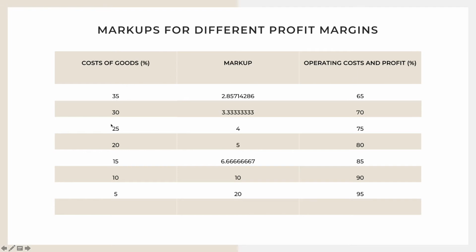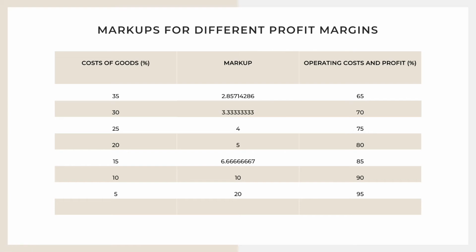Okay, now let's say you're going to go to 25% of your cost of goods. That means your markup is going to be 4, and that your operating cost and profit is going to be 75%. So here you go. This is the whole breakdown.